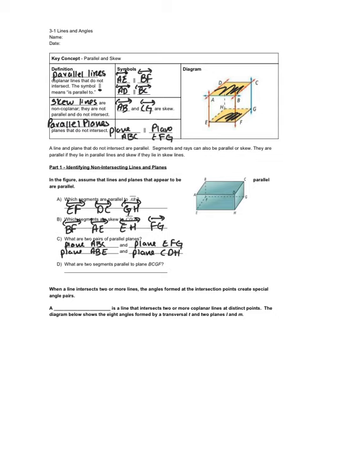And what are two line segments parallel to plane BCGF? So BCGF is this plane on the back, and the two lines that are parallel are AD and DH. AD and DH.